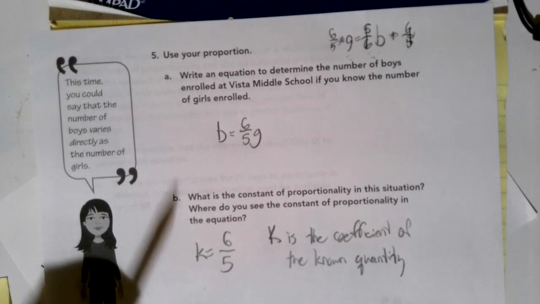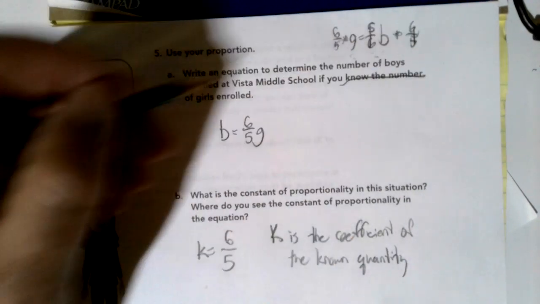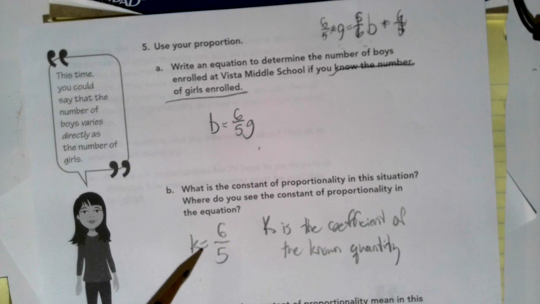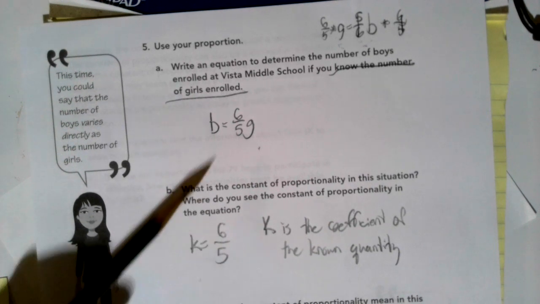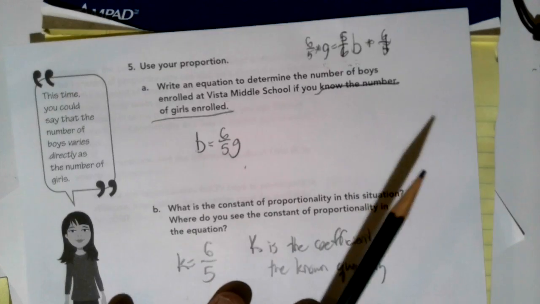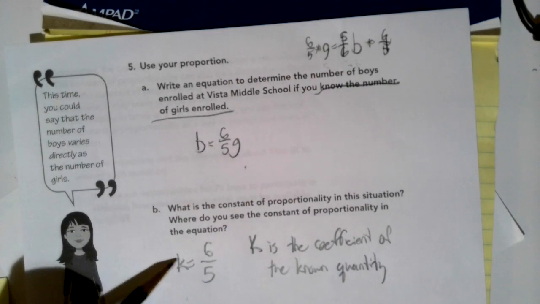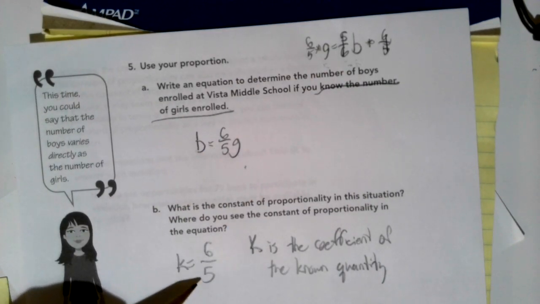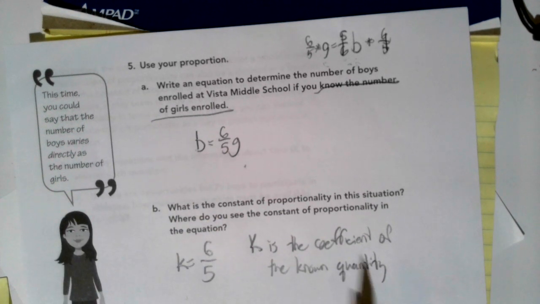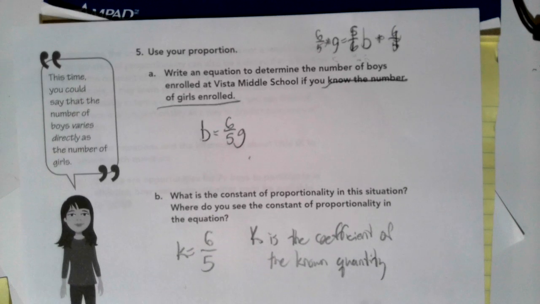So this time, remember, they said you know the number of girls enrolled. So we know the number of girls. So now we have to find the appropriate constant expressed in the number of boys this time. So we prove that by inverting it. Okay. And then we had 6/5. So k, or 6/5, is the coefficient of the new known quantity, which is the number of girls.